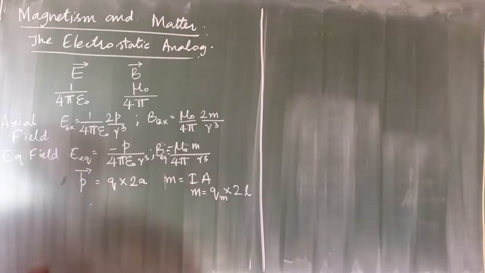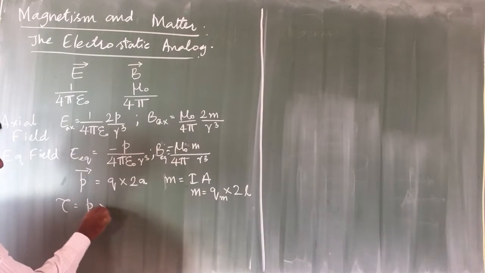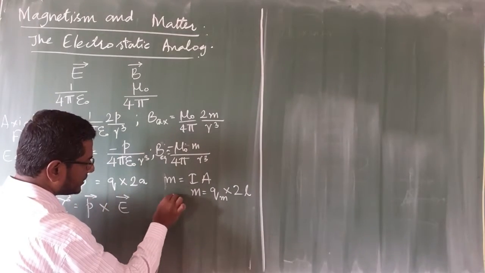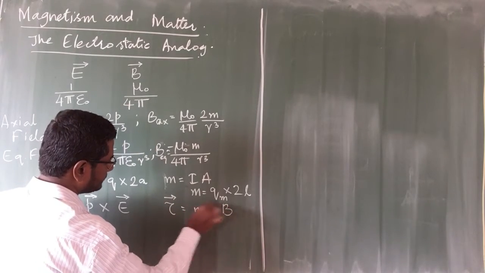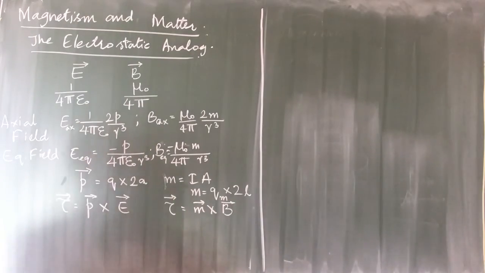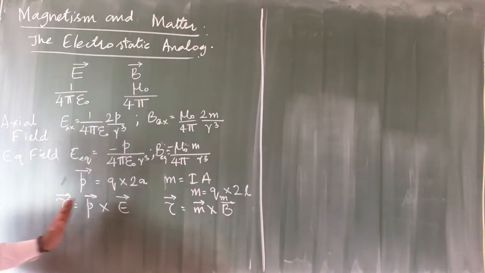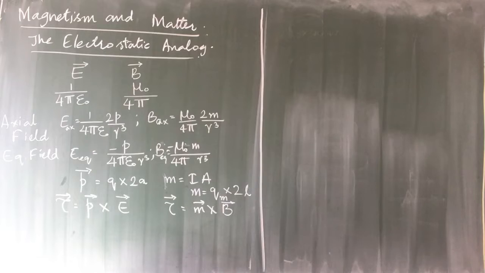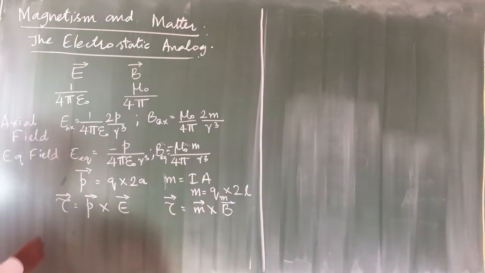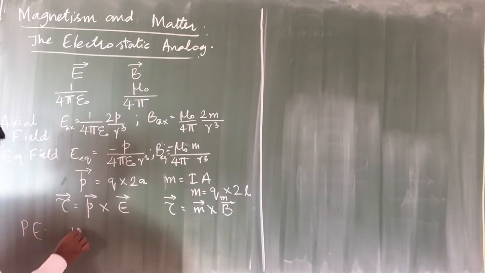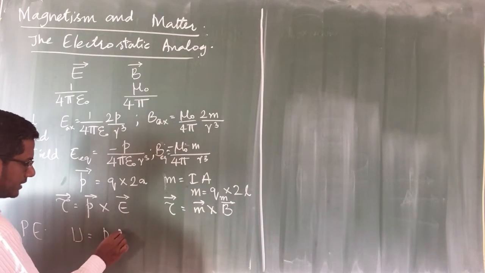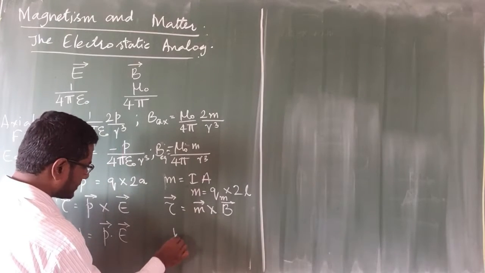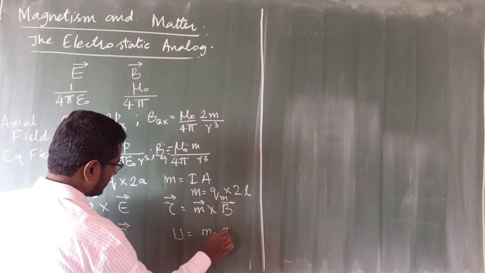So the torque produced, here it was P cross E, because all three are vectors. Here it is going to be tau is equal to M cross B. Again, all are vectors, and the torque is going to be in a perpendicular direction to the plane containing P and E. Similarly, in this case, it will be M and B. The other thing which we had derived in chapter 2 for the electric field was the potential energy. So potential energy U was equal to P dot E. So it will be PE cos theta, and similarly this U will be equal to M dot B.